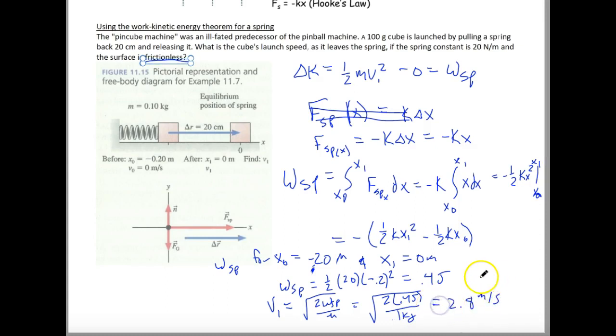So this is the way the College Board goes through and helps you see how springs work and where their energy comes from. So that is the end of part 5.